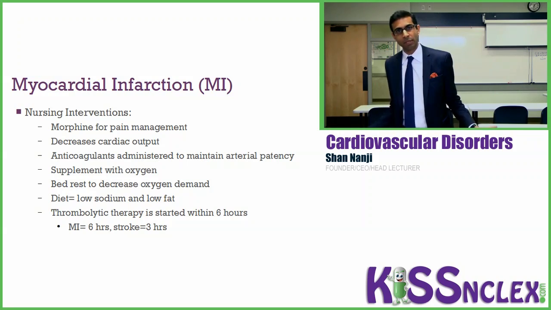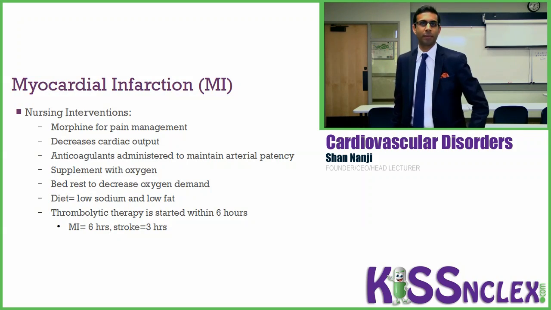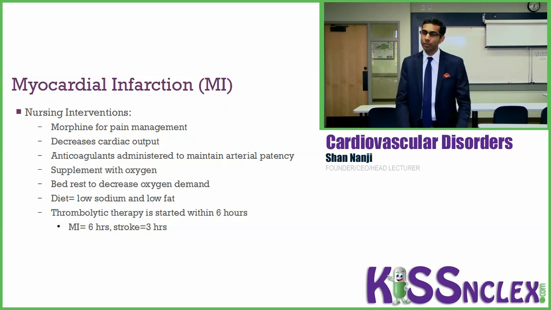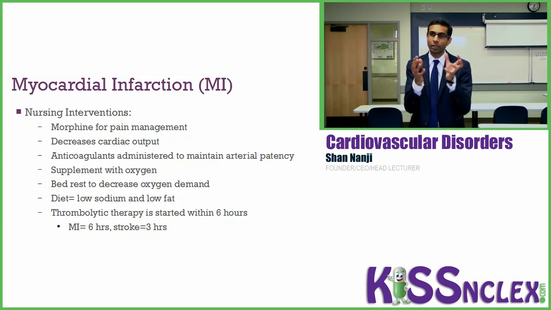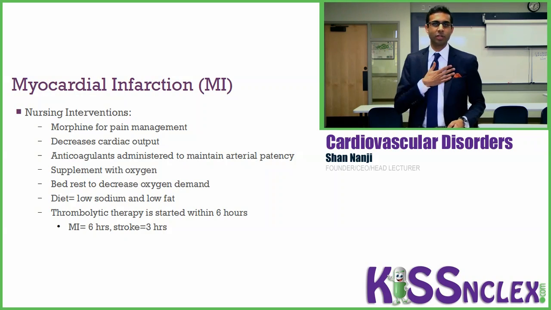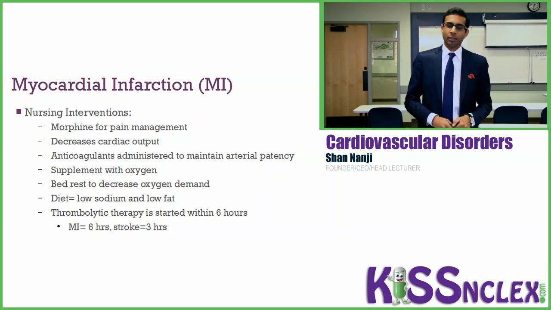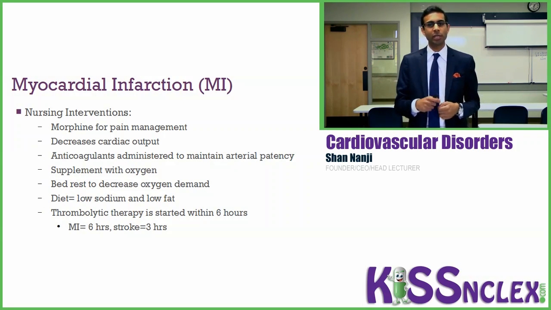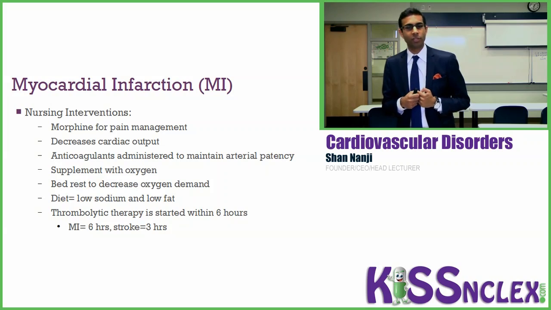MI, always concerned with ischemia. So the first thing you're going to do is slap an oxygen mask on their face to supplement them with oxygen. And once again, you want to decrease their overall demand, decrease the amount of work that the heart has to do, right? So what you're going to do is set bed rest, decrease oxygen demand on the heart, okay? Since they had an MI, they had risk factors. We want to get rid of some of those risk factors. So tell them to have a low sodium, low fat diet, right? So you're going to make sure they're doing that.